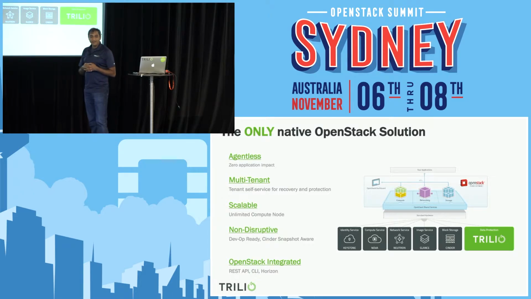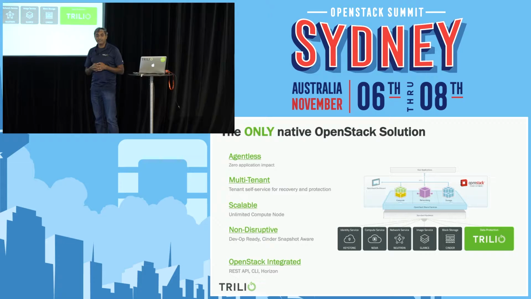And non-disruptive. So when you deploy, what is the disruption that could be caused? And if you want to pull out the solution, what is the disruption that could be caused for the cloud? So ours is a completely non-disruptive solution, whether you deploy, or during the upgrade process, or if you want to rip off the solution from the OpenStack cloud. It is very well integrated.